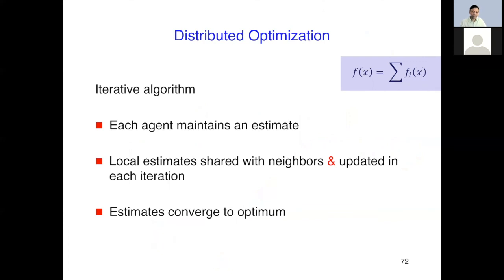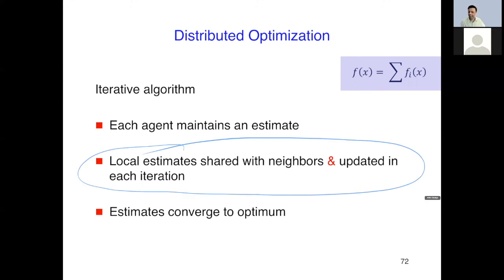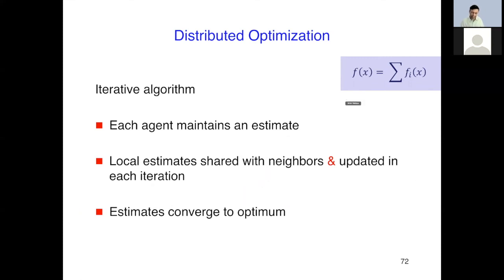looks like this. You have an iterative structure like we saw before. Each agent now maintains an estimate of the final outcome, which is the argmin of this summation of the cost functions. And in each iteration, similar to the averaging algorithm, each agent will share with the neighbors his own current estimate and update his own estimate after receiving values from the neighbors as well. And in the end, as time goes to infinity, all the estimates will approach the argmin of this cost function. Okay, so that's the high-level idea.